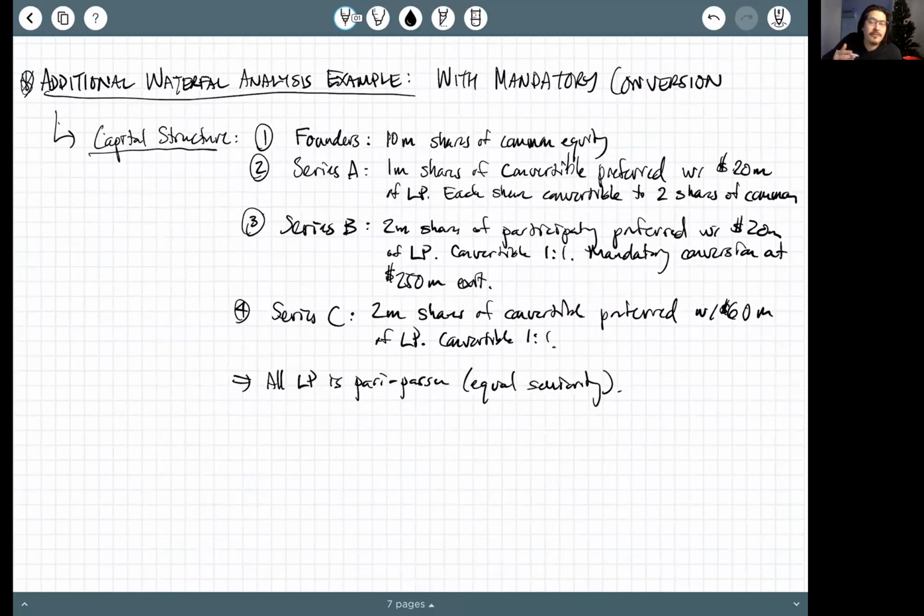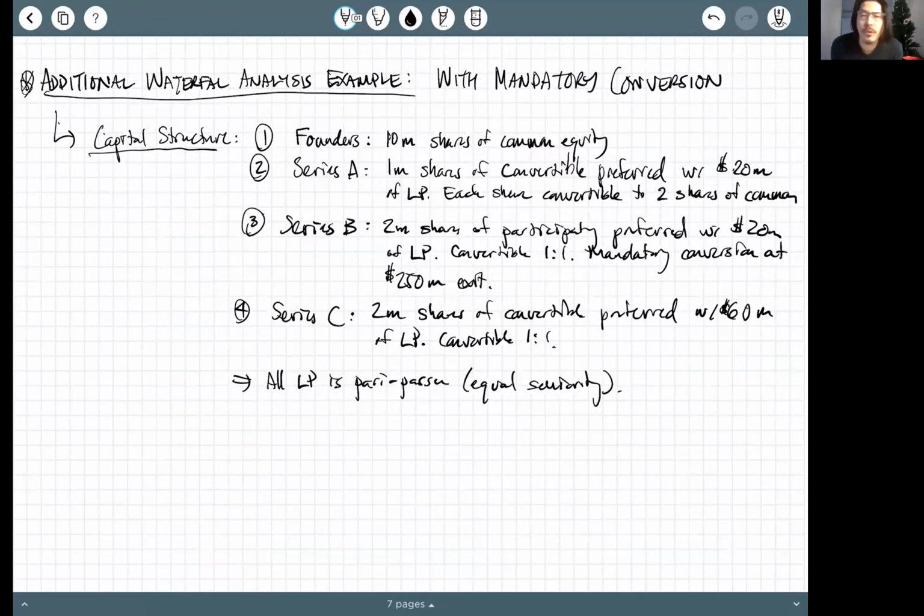Yeah, so basically, the first example that we'll do of a waterfall analysis today is going to be a waterfall analysis problem where we've got 3 rounds of investment. So this is similar to the example that we did at the end of class last lecture. However, there's going to be one important difference, and this is the reason why I'm doing this extra example, is that in this particular example, we're going to have mandatory conversion.